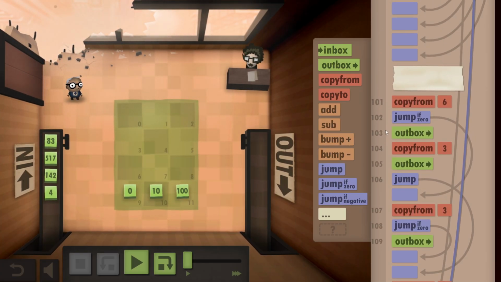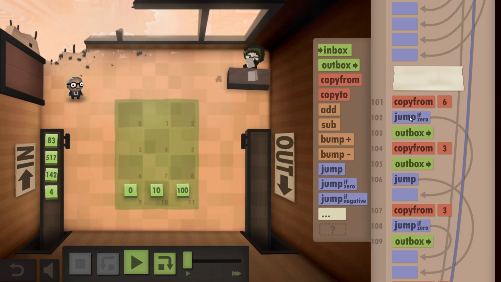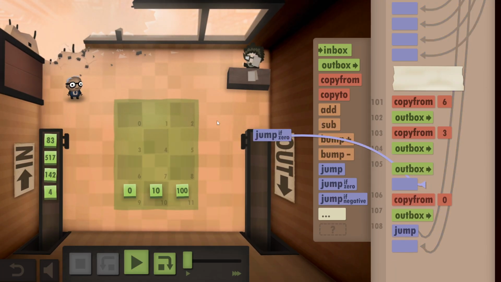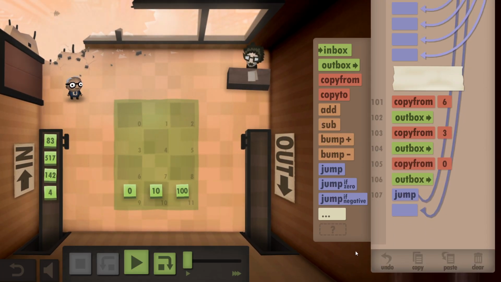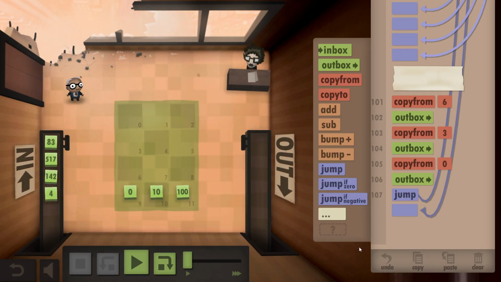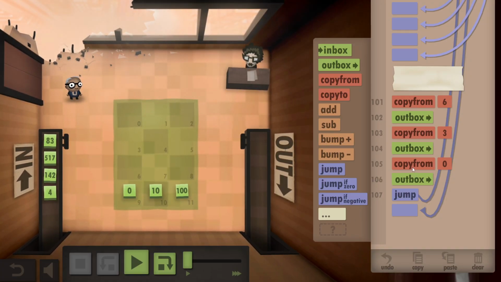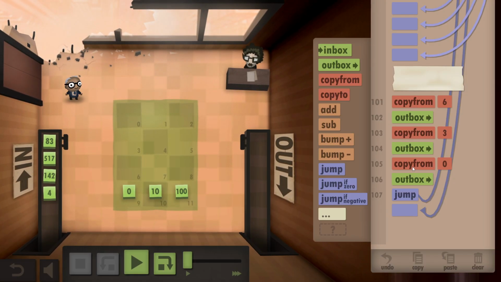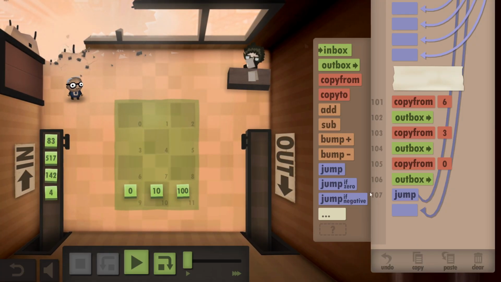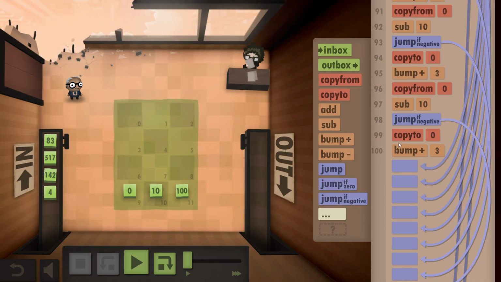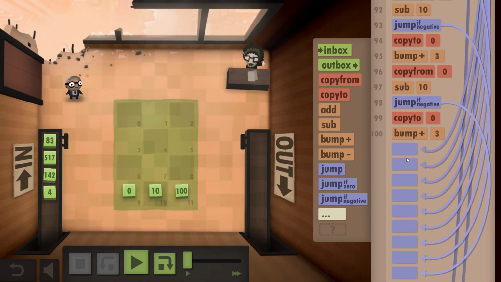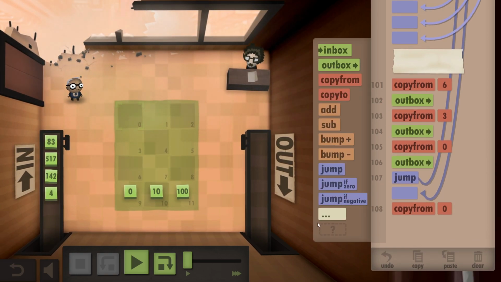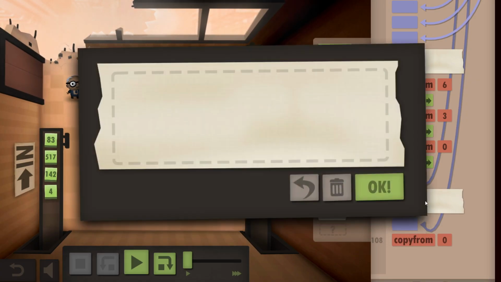So this is for 3 digit number no matter what. In that case, that's all we need. And in next case, we need 3 and 0. And then I think I can just jump. We don't need to write another one. So we need to copy this. Copy from 0 sub 10. Copy from 0.